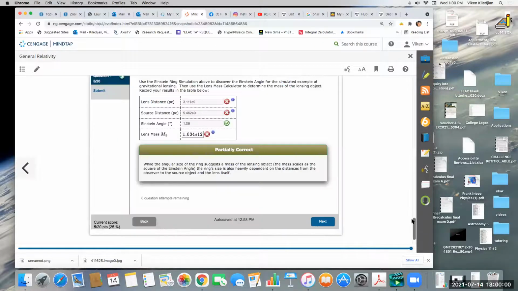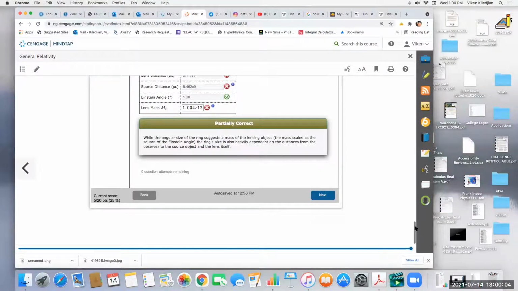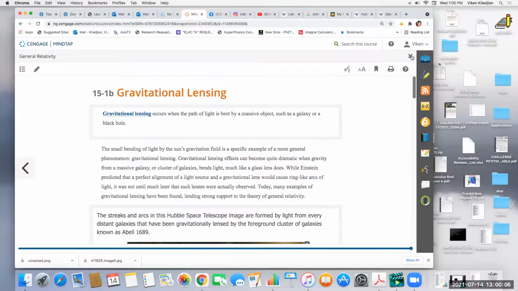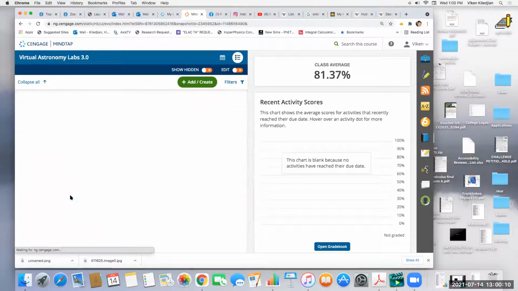Now, what's the next question? Oh no, there's no other question here. So now we move on to the next thing. Okay, now gravity waves.